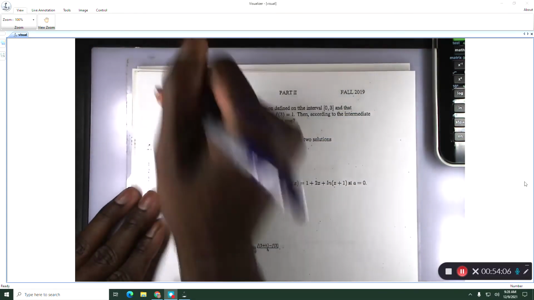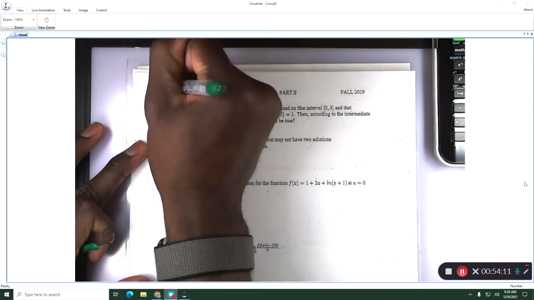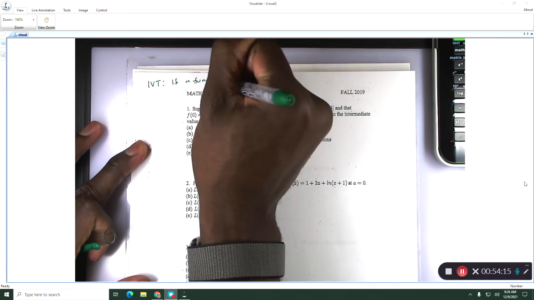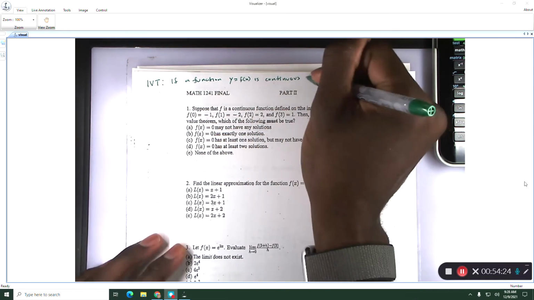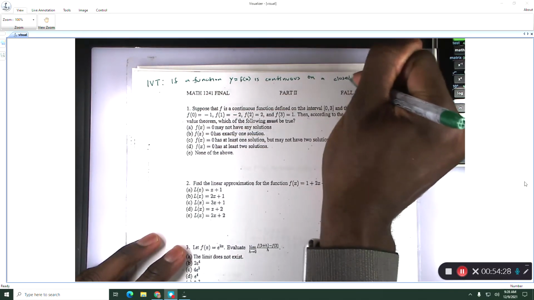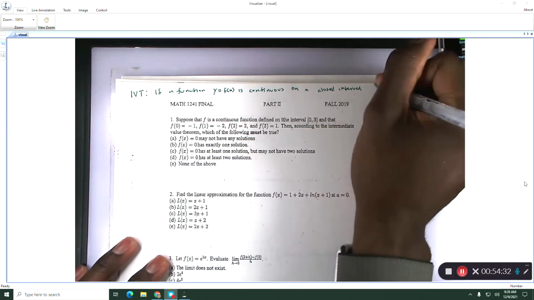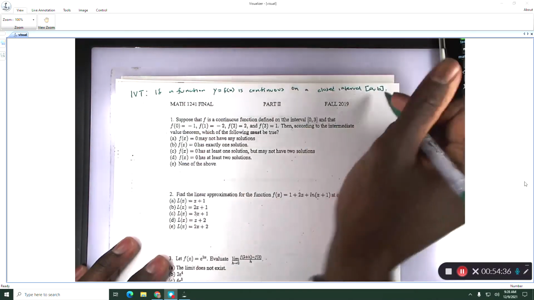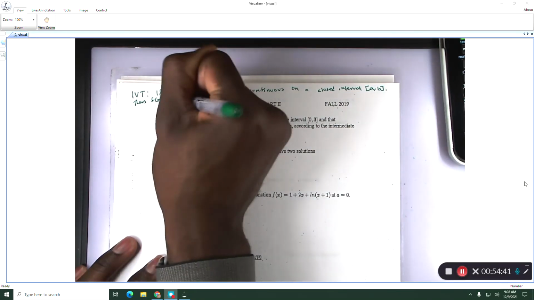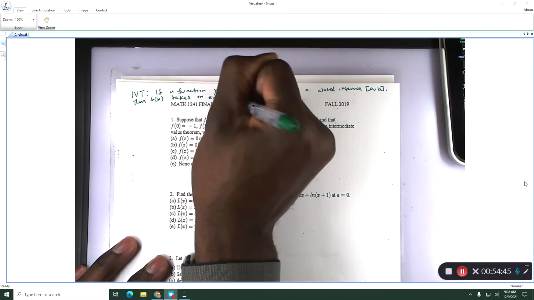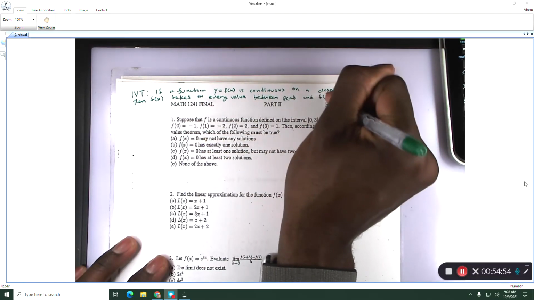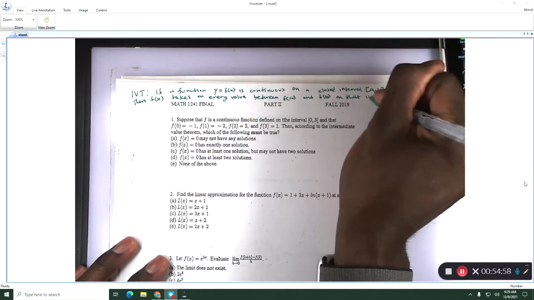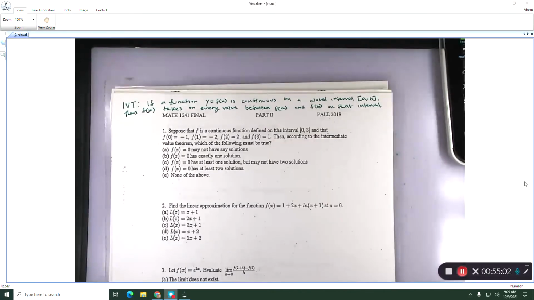Now, I'm just going to write out the intermediate value theorem. So if a function, let's call it y equals f of x, is continuous on a closed interval, let's say a comma b, then f of x takes on every value between f of a and f of b on that interval. So just simply, if it's continuous, then the function should have a value on that entire interval.